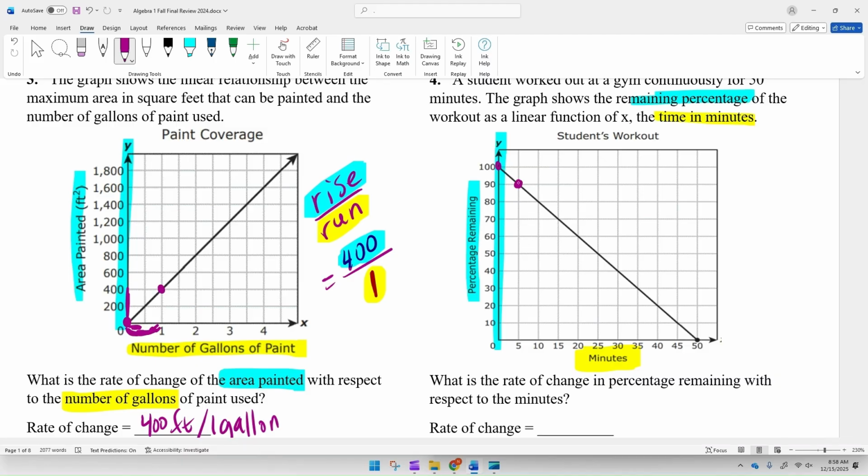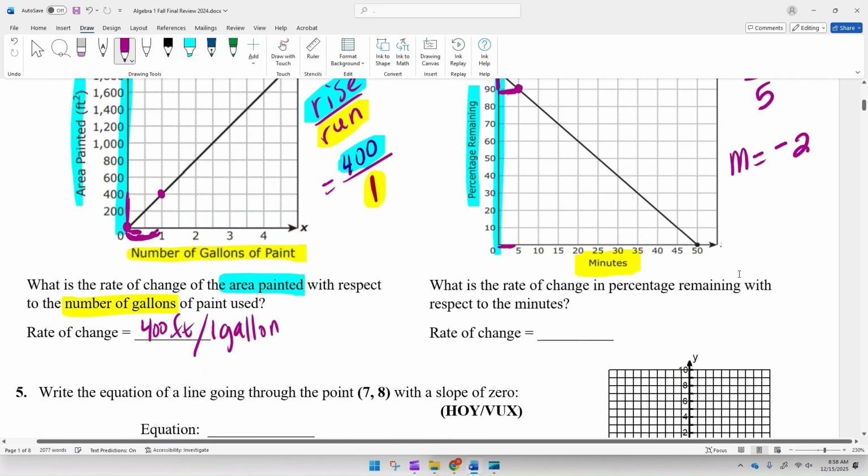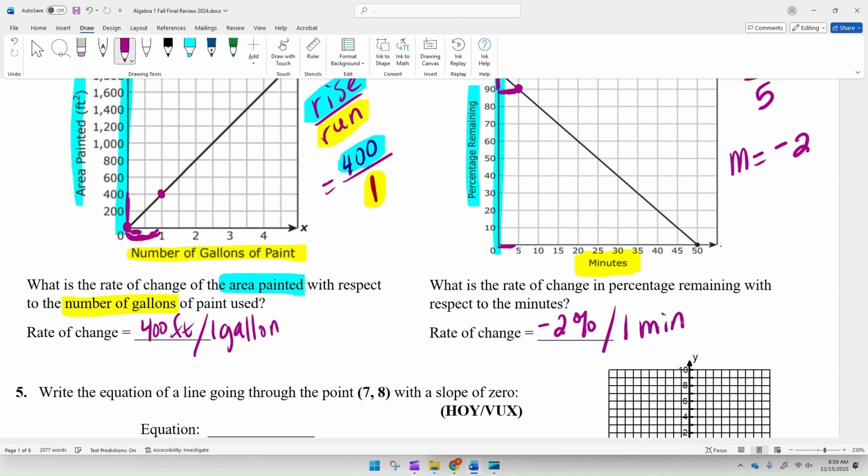Now I'm using these 2 points that are nice instead of the 2 consecutive points on the previous problem, because if you look here, my x value is 5. So my run here is going to be 5, and then my rise is from here to here. That is negative 10, and then our run is 5 from here to here. So that's going to give me a slope of negative 2. Now, that means that we are going to decrease 2% remaining per 1 minute. Okay.